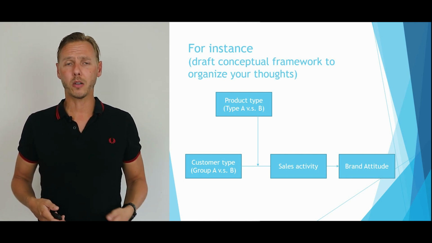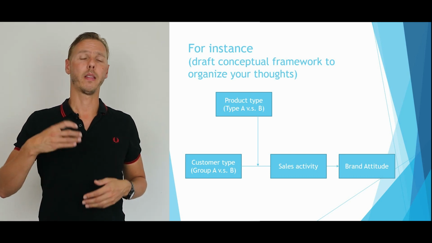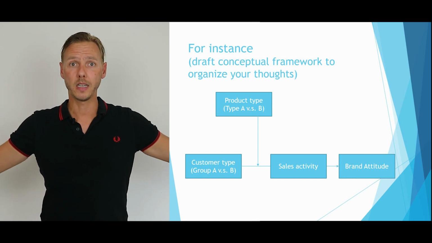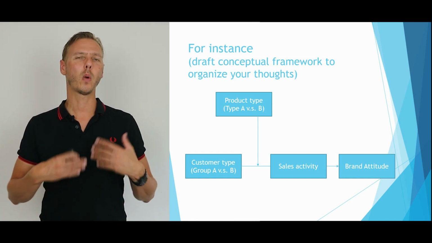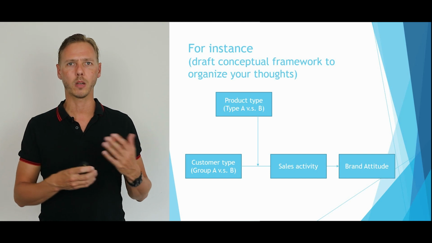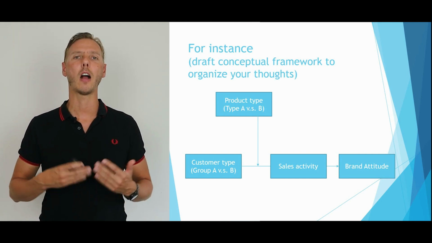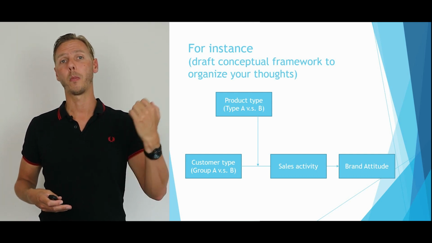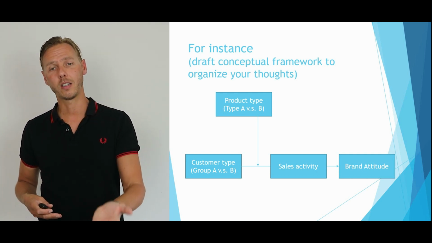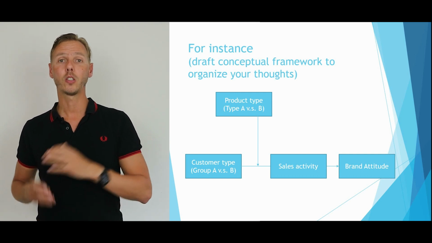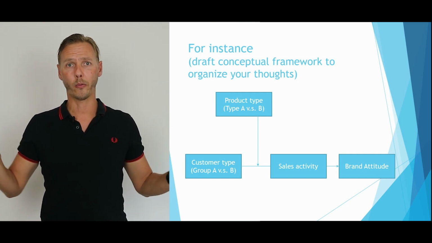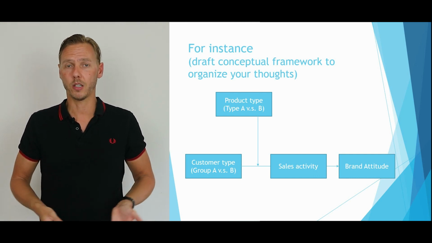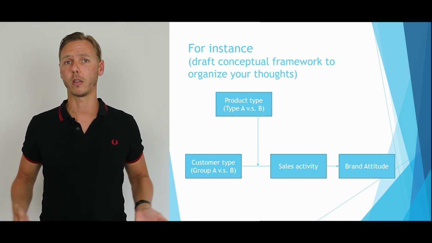If we put another group, group C, then this will be 6 groups and your survey needs to be way bigger. So this is why it's good to start off with drawing some boxes and also to find out how many theory do I need. Because I need theory on group A, group B, product A, product B, sales activity and brand attitude. So this is also your theoretical framework. So all these variables need to be discussed in your literary review or your theoretical framework.